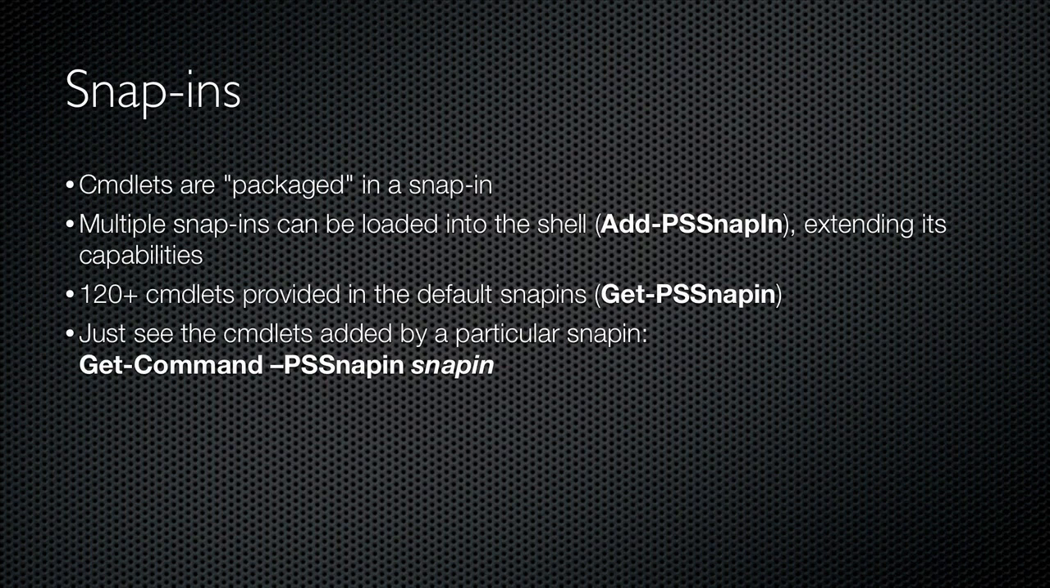Now, cmdlets don't come individually. Instead, they're bundled together in something called a snap-in, which is kind of similar to the snap-ins in the Microsoft Management Console. Each snap-in adds one or more cmdlets, adding a whole range of capabilities to the shell. You can use the Add-PSSnapin cmdlet to add more snap-ins, and you can see a list of loaded snap-ins by running Get-PSSnapin. If you want to see the cmdlets associated with a particular snap-in, run Get-Command -PSSnapin and the name of the snap-in. Remember this technique.